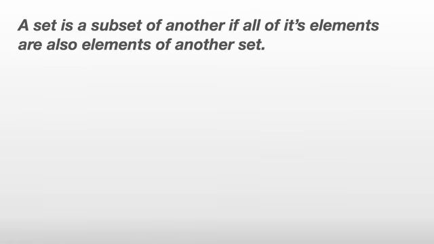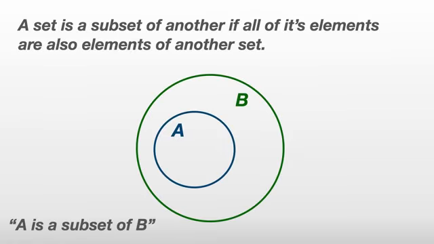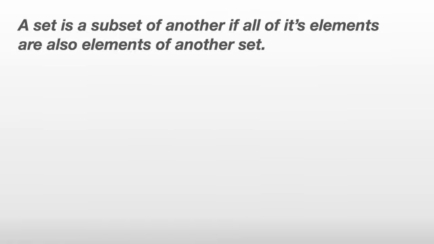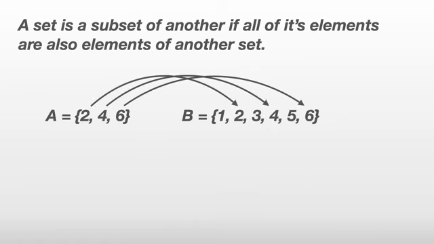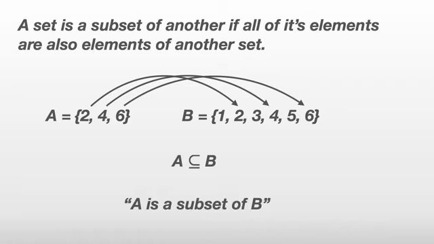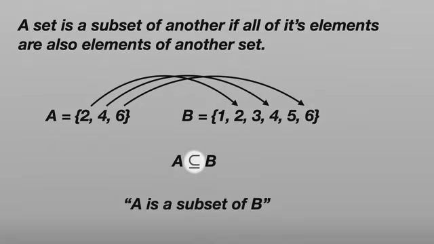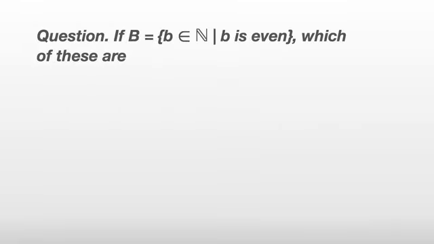A set is a subset of another if all of its elements are also elements of the other set. For example, if A is the set containing 2, 4 and 6, and B is the set containing 1, 2, 3, 4, 5 and 6, then since the elements 2, 4 and 6 which are in A are also in B, A is a subset of B, and we use this symbol to denote A being a subset of B. If B equals the set of little b in the natural numbers such that b is even, which of these are subsets of B?